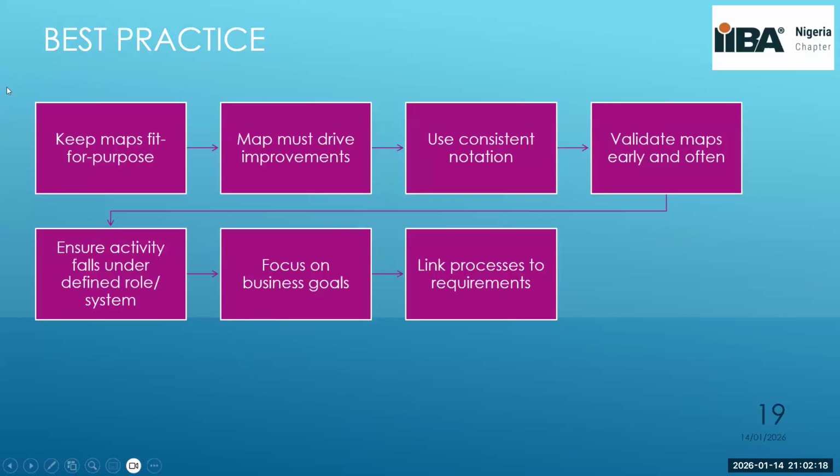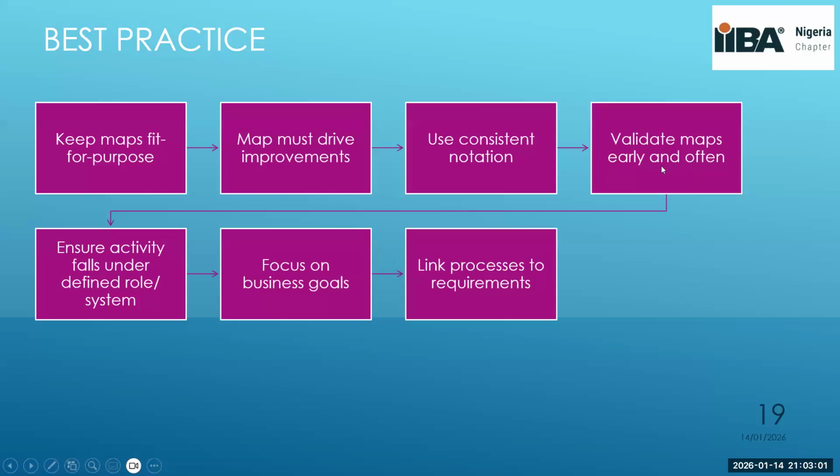Best practice is to keep the map fit for purpose. Identify the goal and keep it fit for purpose. Let your process map align with your business goal. The map must drive improvement. Yeah, that's one of the basic reasons for mapping out processes, to enhance improvements. And you must be consistent in your use of notation. For example, if you are using sub process when you are doing your low level, you cannot use the main process if you want to show some sub process in another place. I will explain that later.